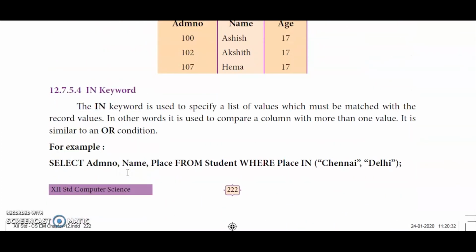Clear? So next in keyword. So in keyword is used to specify list of values which must be matched with the record values. We have already seen this operator in string operator, in and not in. Okay. So the same thing we are going to perform here also. So select admission number, name, place from student, where place in Chennai, Delhi. Okay. So in other, it is used to compare a column with more than one value. It is similar to an OR condition.